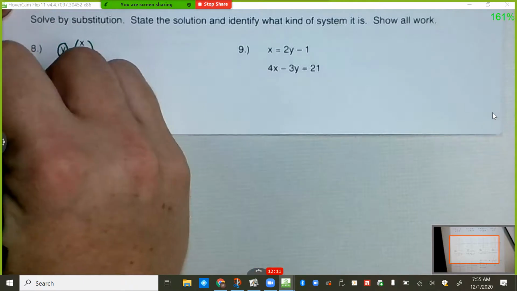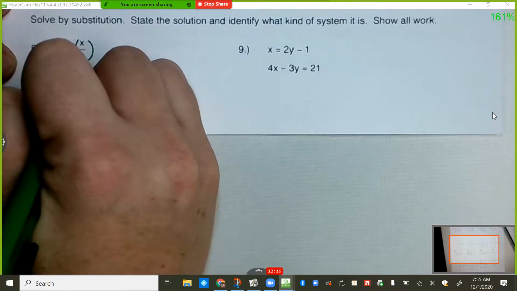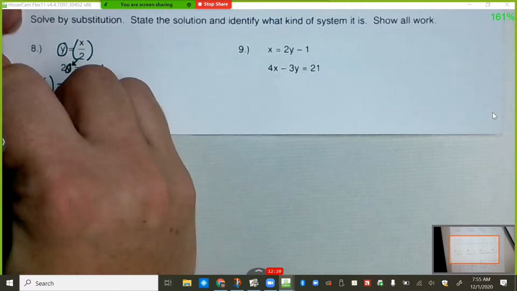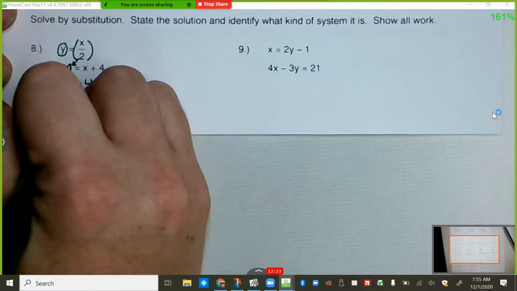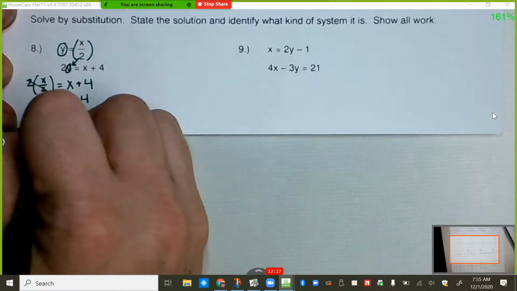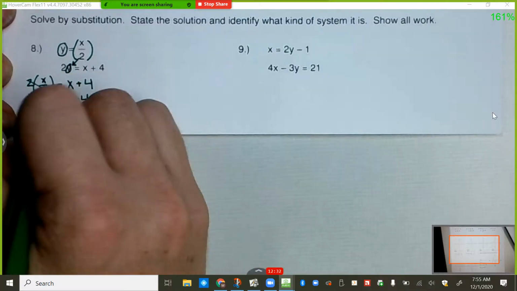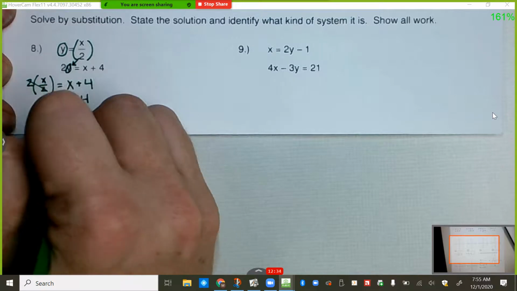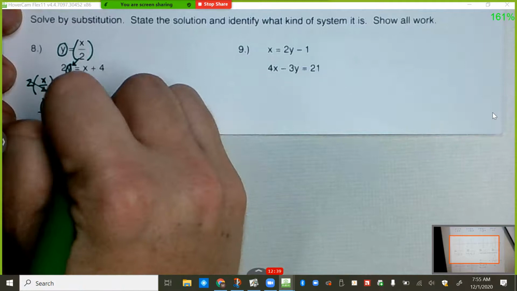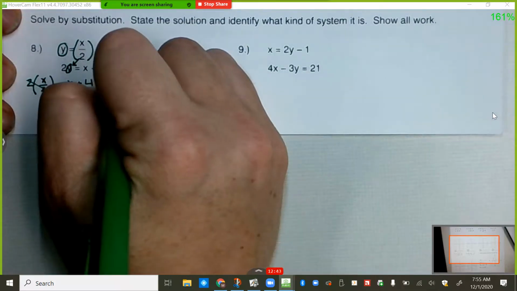So I get 2 times x over 2 equals x plus 4. Well, multiply and divide by 2 cancel each other. I get x equals x plus 4. I need to get all the x's on one side, so I'm going to subtract x. Well, when I end up subtracting, it cancels both. And I get 0 equals 0 plus 4, which is 4. Does 0 equal 4? No, so this is false, which means no solution, and it's inconsistent.